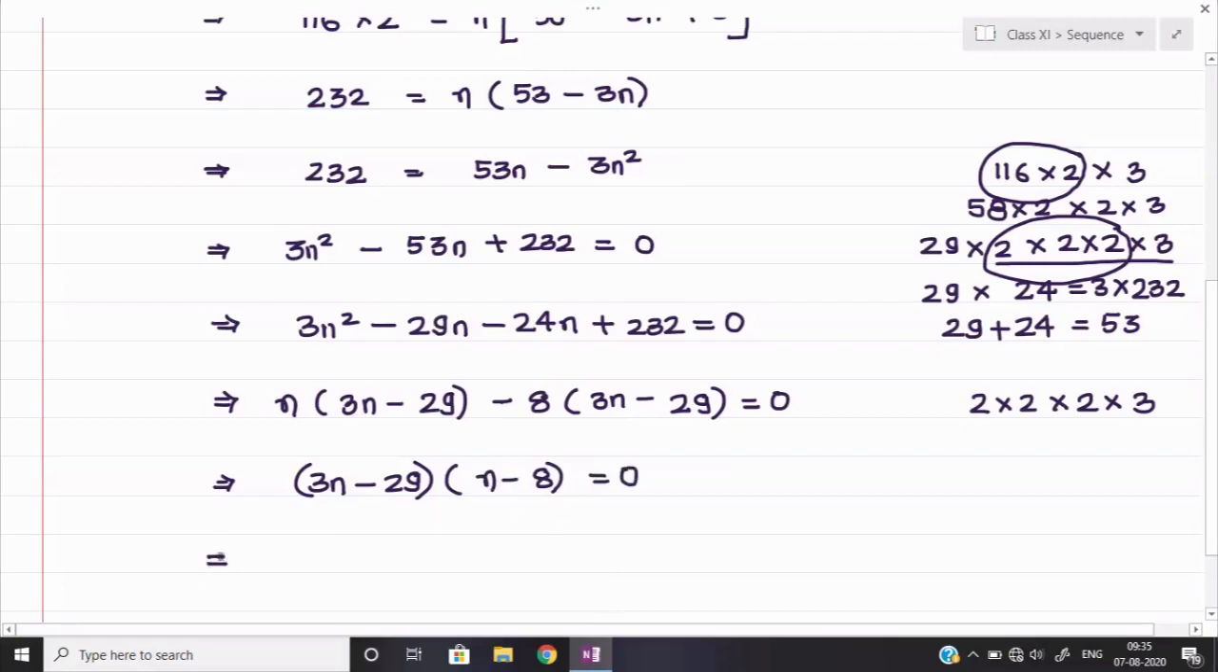So if I compare both of them with 0, I can say that 3n minus 29 is equal to 0, or we can say that n minus 8 is equal to 0.